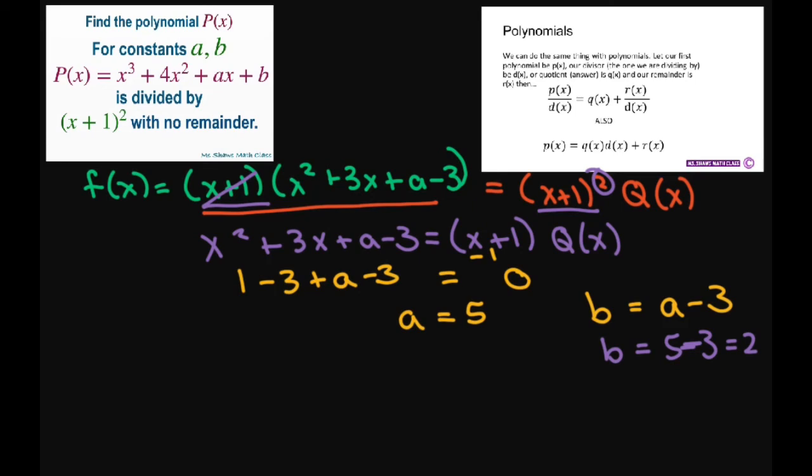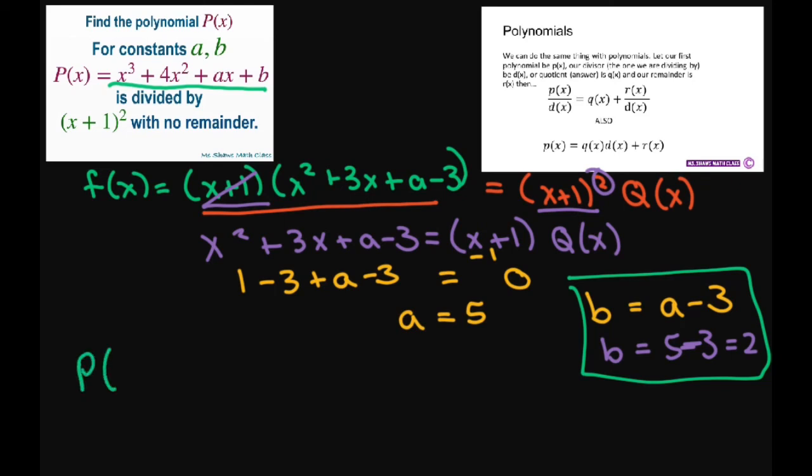Therefore, now we can just substitute it in. We have our a and we have our b. So we're going to go back to our p of x, our polynomial, and write this as x cubed plus 4x squared, and then my a is 5, so we write plus 5x, and my b was 2. And this is our polynomial.